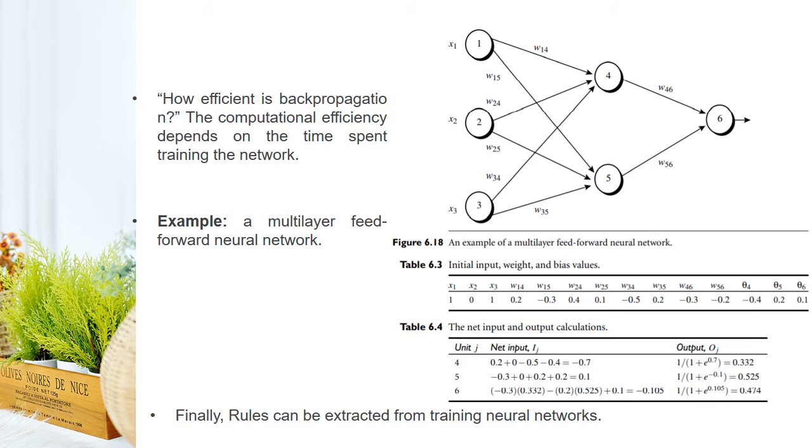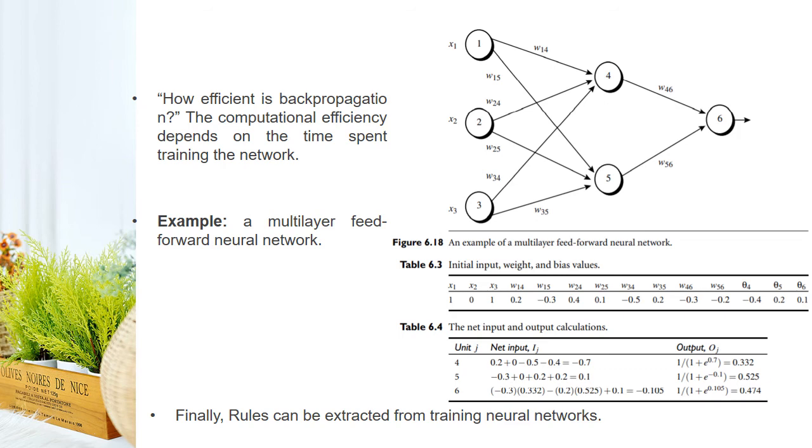0.2 is given in the weight w14, that is the weight from 1 to 4. That is the weight w14, given as 0.2, and for weight w15 we have minus 0.3, and for weight w24 we have a value 0.4. Like that we have given certain values.